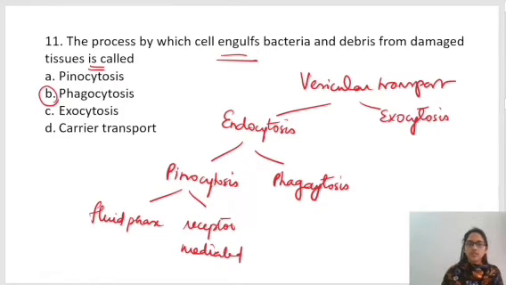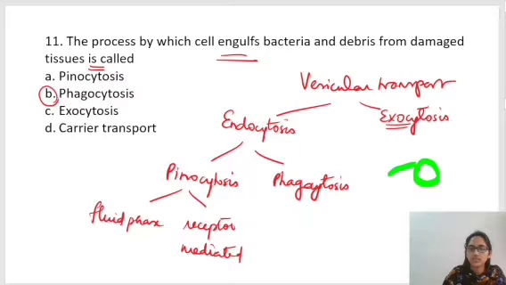Understood? So here exocytosis, what is exocytosis? Exocytosis is nothing but, from inside the cell, any substance which has to be externalized forms a vesicle. It fuses with the plasma membrane, it opens up and then the contents are externalized.